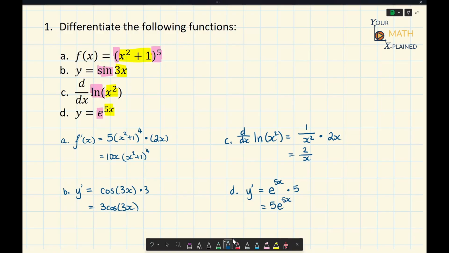So working with chain rule is almost like peeling an onion. You work your way from outside inwards. Now these four examples here all only have 2 layers. We have our outside function and we have our inside function.